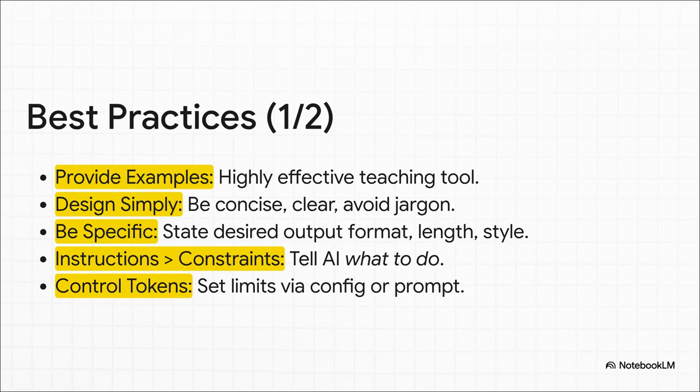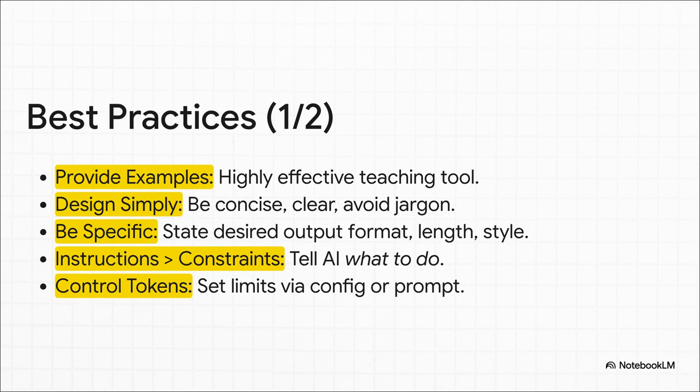Second, design with simplicity. Keep your prompts clear and to the point. Avoid jargon or super complicated sentences. Basically, if you struggle to understand your own prompt, the AI probably will too. Keep it simple. Third, be specific. Don't be vague. Clearly tell the AI the format you want, like JSON or bullet points, how long the answer should be, under 50 words, 1 paragraph, and the style. Use a formal tone, explain it like I'm 10.